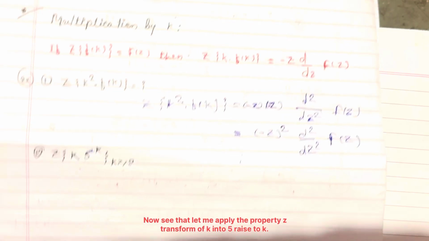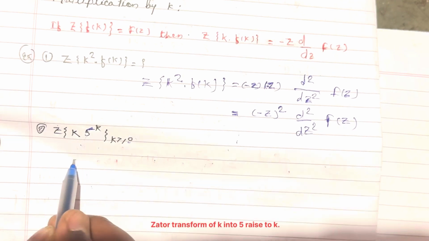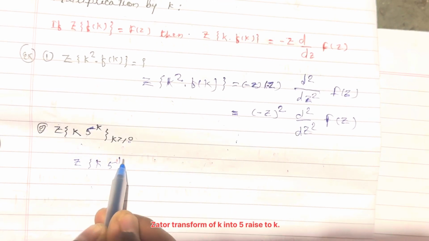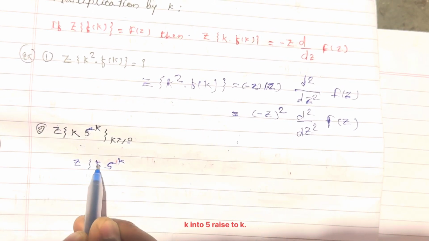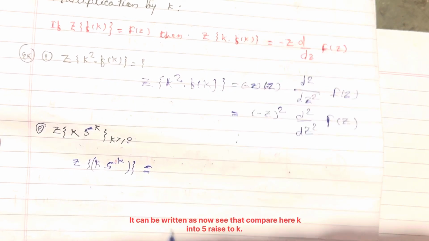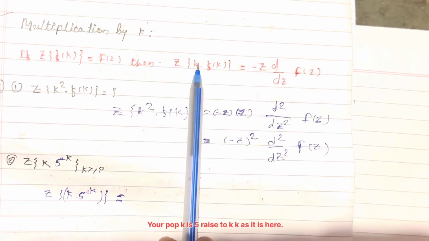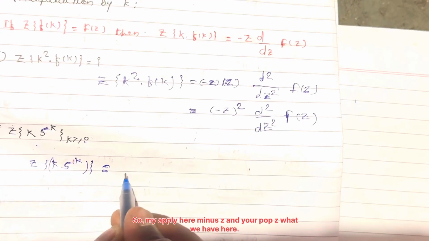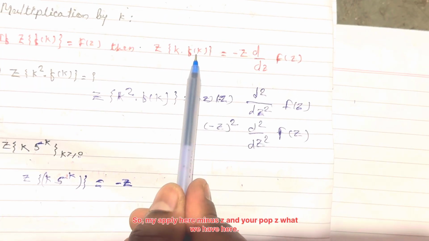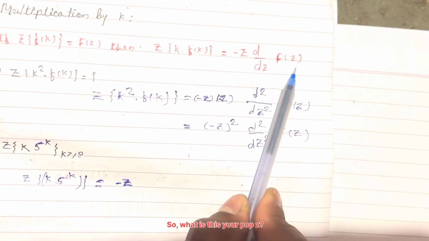Now let me apply the property: z transform of k into 5 raised to k. It can be written as, compare here, k into 5 raised to k, f of k is 5 raised to k as it is here. So we apply minus z here, and f of z, what we have here, f of k is 5 raised to k. But we want the f of z. So what is this f of z?